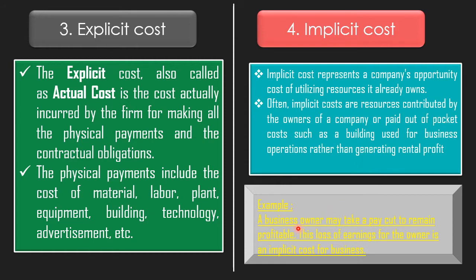So the example is very similar here. A business owner may take a pay cut to remain profitable. This loss of earning for the owner is an implicit cost for the business. Suppose a business owner is not getting any salary. He is just cutting his salary so that he can show more profit in the business, but indirectly it is a loss of earning to the owner, and this is known as implicit cost.